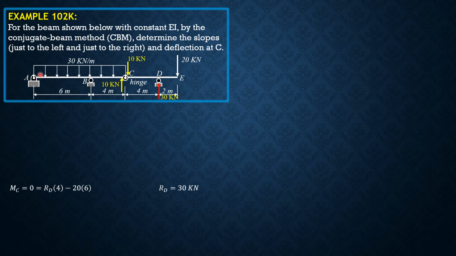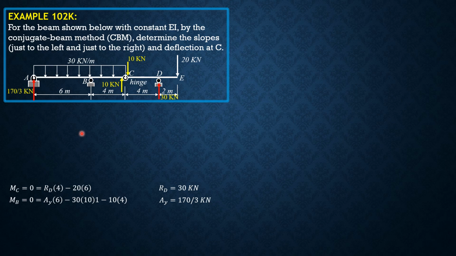Then considering ABC, summation moment B equals 0, then we have A_Y times 6 minus 30 times 10 times 1, because the length is 10 divided by 2, so 5, and this is already 4, so that means the centroid is 1 meter from B. Then minus 10 times 4. So A_Y is equal to 170 over 3 kilonewtons as shown in the figure.